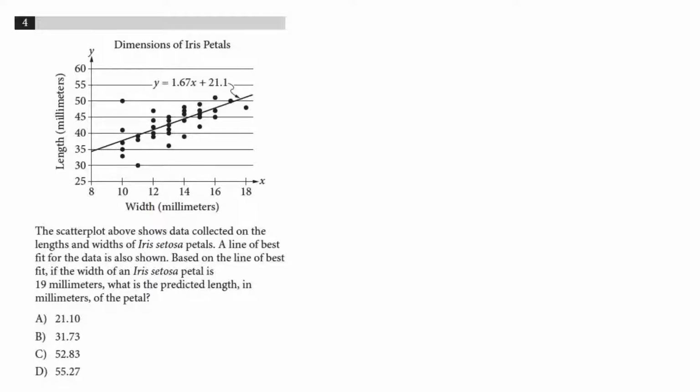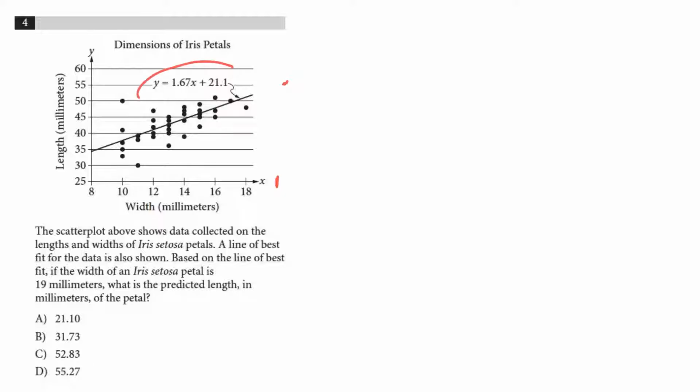4. Dimensions of iris petals. The scatter plot above shows data collected on the lengths and widths of iris setosa petals. A line of best fit for the data is also shown. Based on the line of best fit, if the width of an iris setosa petal is 19 millimeters, what is the predicted length in millimeters for the petal? So it's saying that the width is 19 millimeters. Okay, so that's going to be somewhere up here, and we want to know the length.